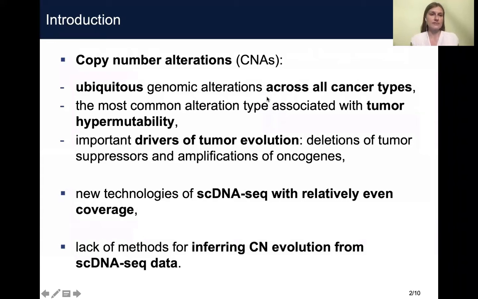First, I would like to explain why we need to model copy number alterations. Copy number alterations are ubiquitous across all types of cancer. They are also the most common alteration associated with tumor hypermutability. Moreover, they can be important drivers of tumor evolution. Deletions can deactivate tumor suppressors, and amplifications can activate oncogenes.